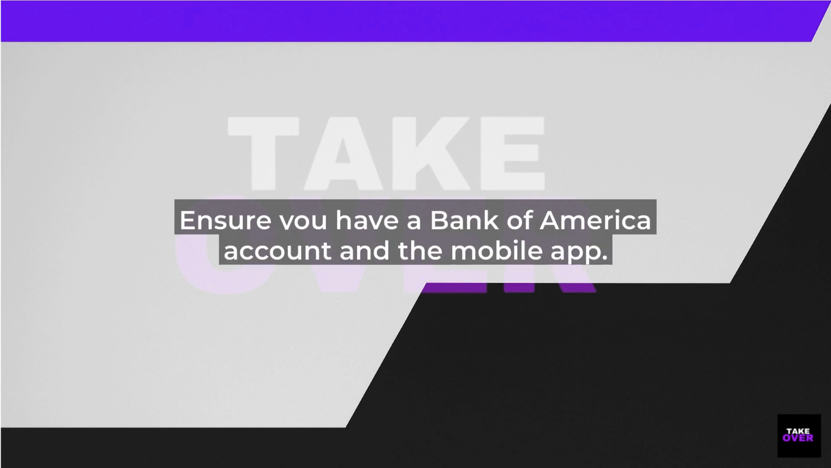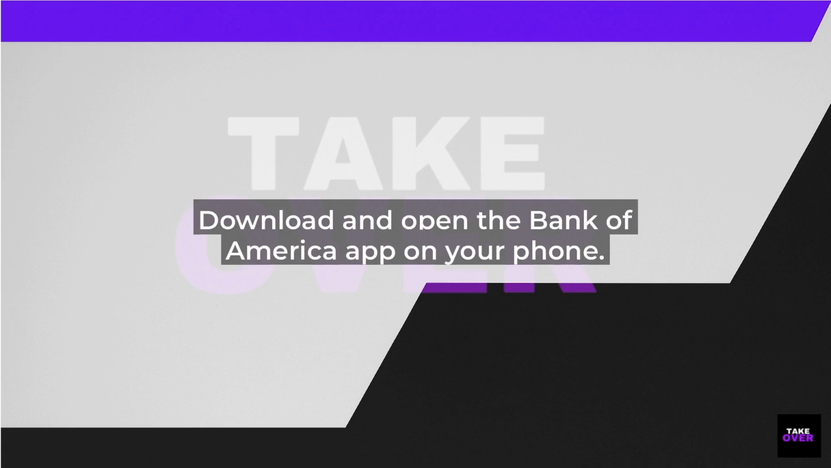First things first, make sure you have a Bank of America account and the mobile app downloaded on your smartphone. If you don't have the app yet, head to your app store and download it for free. It's essential for this setup. Once you have the app ready, open it up and log in with your username and password. If you're new to the app, take a moment to enable any necessary security features like fingerprint or Face ID for smoother access.